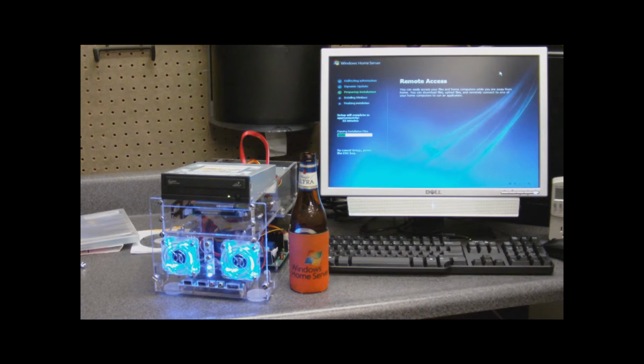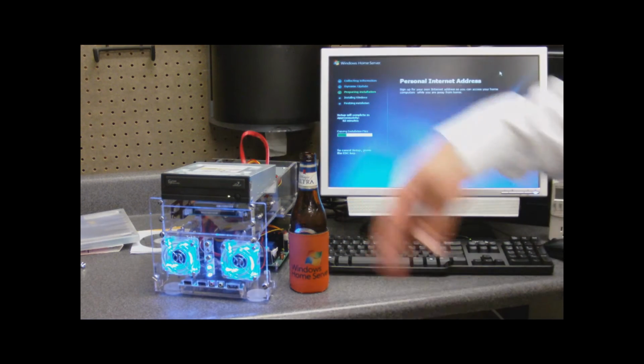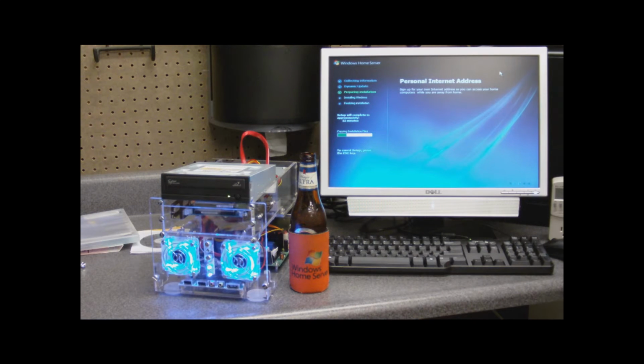I know it's been about a month or so since we last worked on this project. One of the issues that I was having is that I was trying to get the Windows Home Server software loaded onto a USB stick, and I was having trouble getting the D510 motherboard to recognize the USB stick. What I did was I just went through Newegg, and I bought a little $20 DVD drive, pulled off one of the hard drives, and just plugged it into the SATA ports.